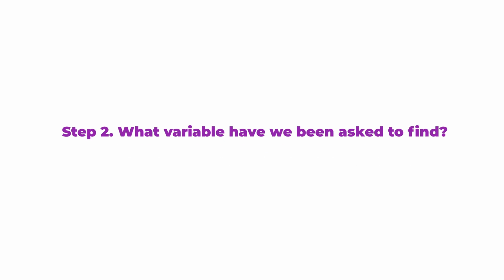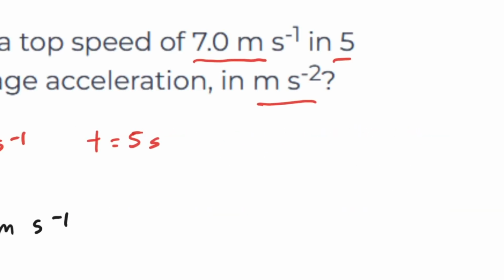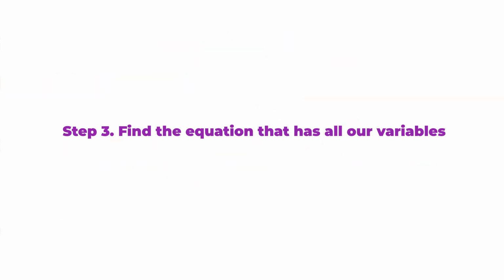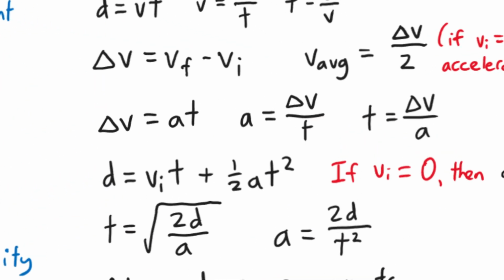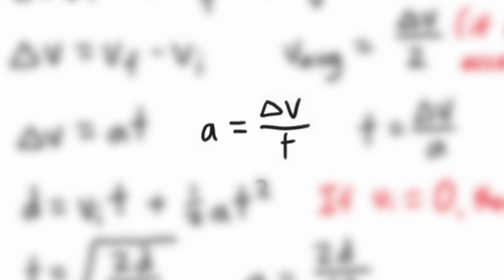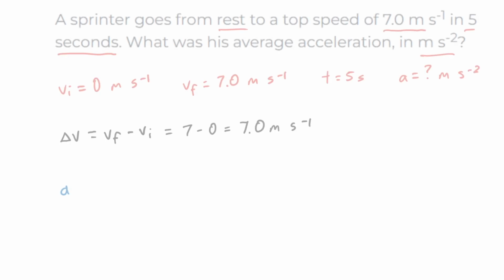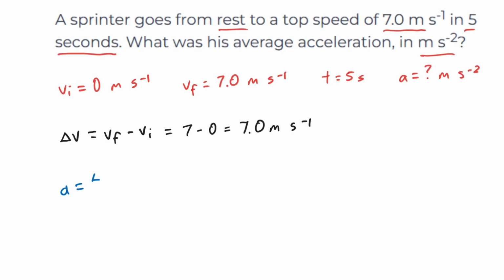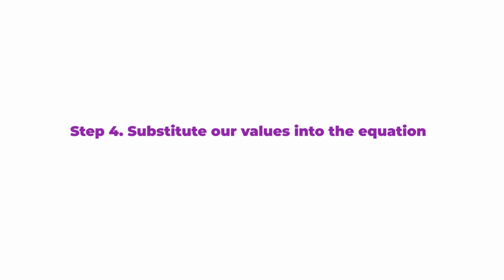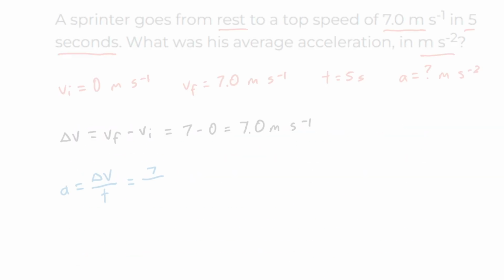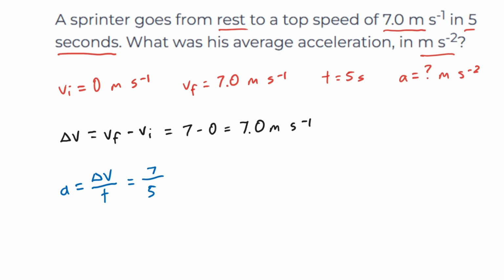Step 2. What variable do we need to find? We need to find the acceleration, a. So a is equal to question mark in meters per second squared. Step 3. Find the equation that has all of our variables. We have a, delta v, and t, so we can use this equation. A is equal to delta v over t. Step 4. Substitute our values into the equation. A is equal to 7 divided by 5.